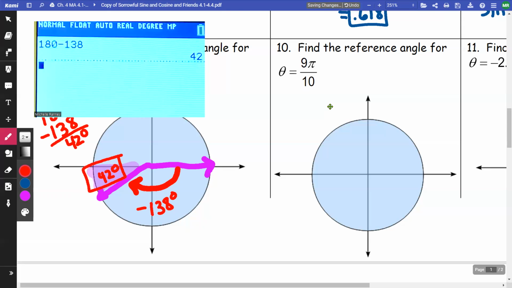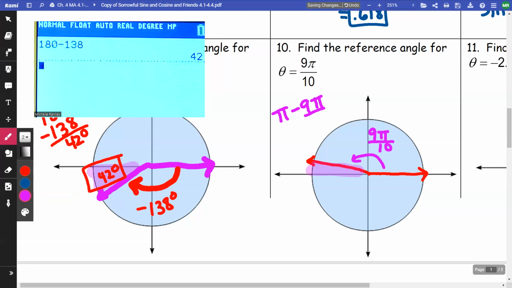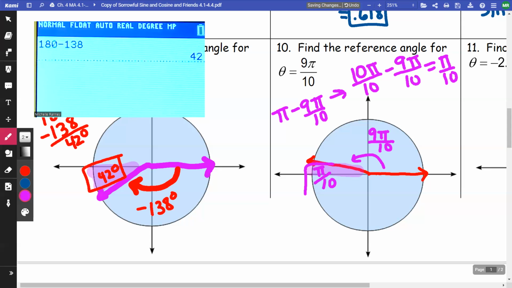Okay, on the next one, 9 pi 10ths. So if I'm drawing out 9 pi 10ths, I'm almost to pi, not quite, I'm just going to be short. So again, I'm going this direction. I've traveled 9 pi 10ths. I want this little sliver. And so for that, I'm going to take pi minus 9 pi 10ths, which basically means I'm taking 10 pi 10ths minus 9 pi 10ths, which is going to be pi 10ths. So my reference angle here is going to be pi 10ths.